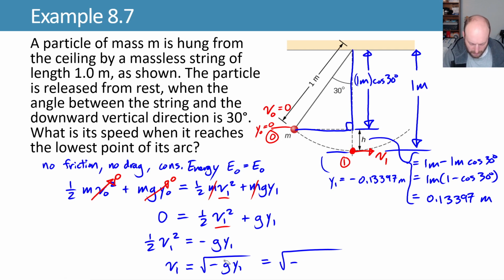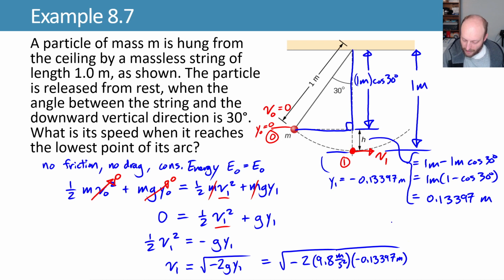Oh, I left out the 2. We have to multiply by the 2. Here we have the 2, 9.8 meters per second squared. And my y1 was the negative 0.13397. Honestly, I probably could have rounded that a little bit. I just didn't want to introduce round off error. At the end, though, we will round our final result to a reasonable precision of 1.62 meters per second. This is a velocity, so we will report it with the magnitude and a direction.